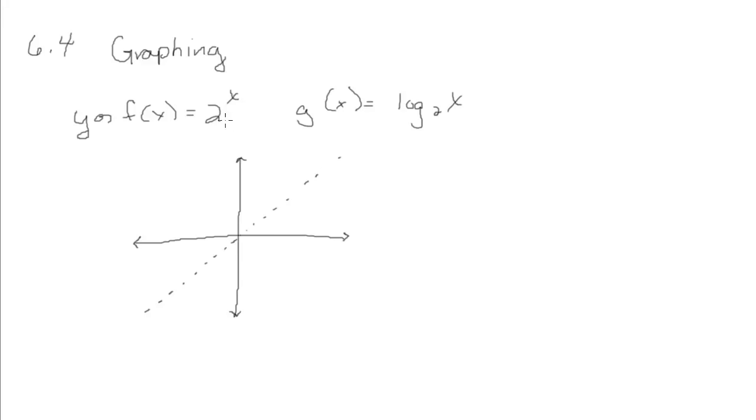We already know how to graph y equals 2 to the x. Remember, it has a horizontal asymptote, y equals 0, or the x-axis. We know the point 0, 1 is on the graph, and we also know the point 1, 2 is on the graph. So 0, 1 would be about here, and 1, 2 would be about here. So we know the graph of y equals 2 to the x looks something like this.